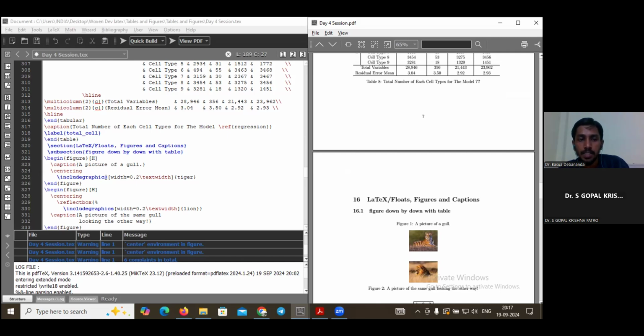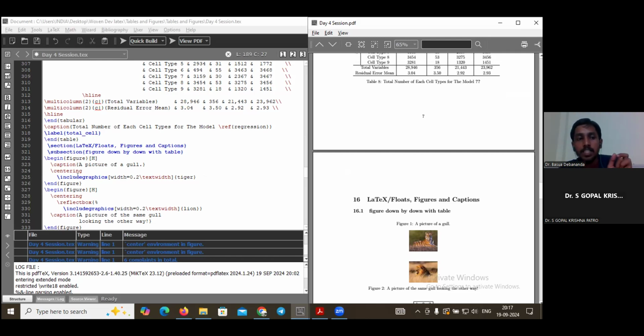\includegraphics, width is 0.2. I want this figure at 0.2 width. That's why I have written this. And the name you have saved the figure as, that name you have to write in the curly bracket.